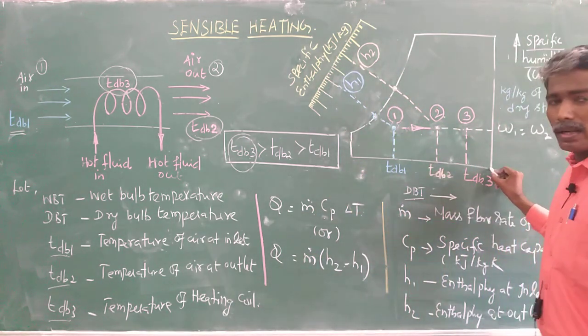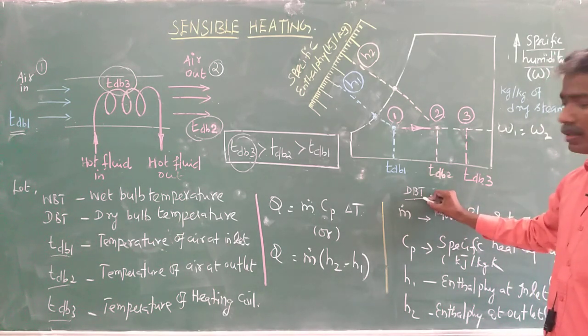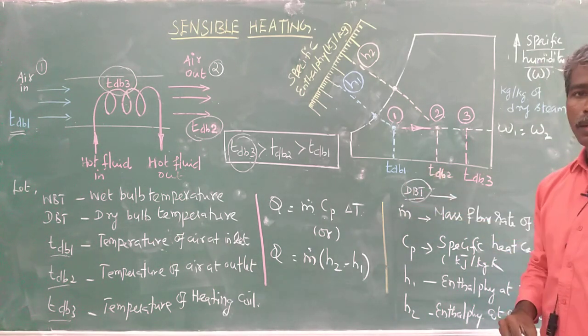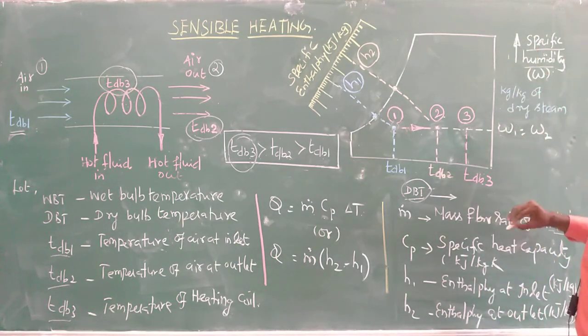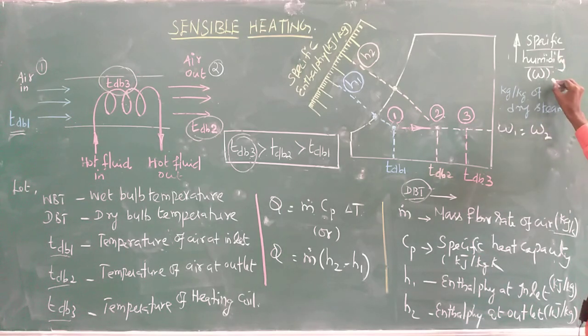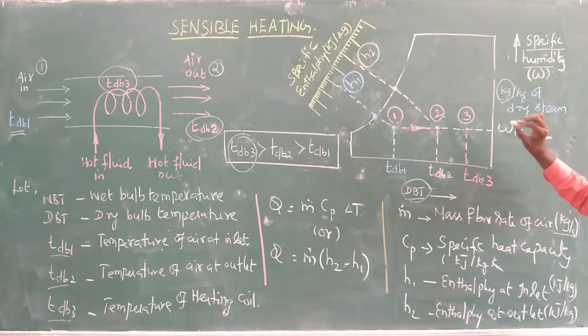This horizontal axis represents the dry bulb temperature, which can be measured with a normal thermometer. The vertical axis represents specific humidity, denoted as omega. The unit of specific humidity is kg per kg of dry air. What does it mean? For 1 kg of dry air, how much moisture content is available gives you the specific humidity. Okay, right. So our aim is to maintain the specific humidity constant while increasing the temperature of the dry air.